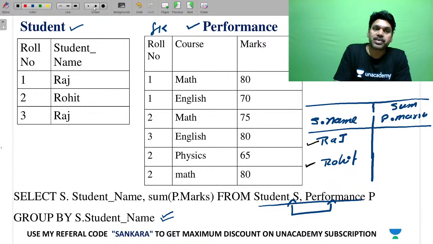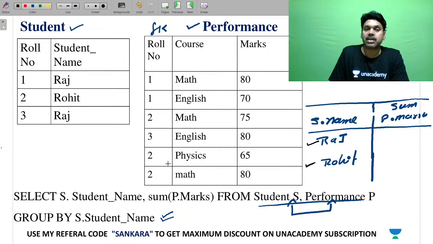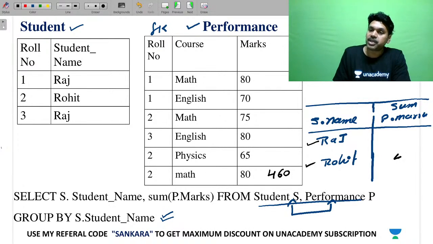Observe. You know the meaning of a cross product: all these three rows are going to be combined with your 6 rows. Everybody is going to get the same total. So 80 plus 70 is 150, then 225, 305, 380, and roughly 460. So Rohit will get 460 as the sum of marks, and Raj is going to get 460 plus 460, that is 920.